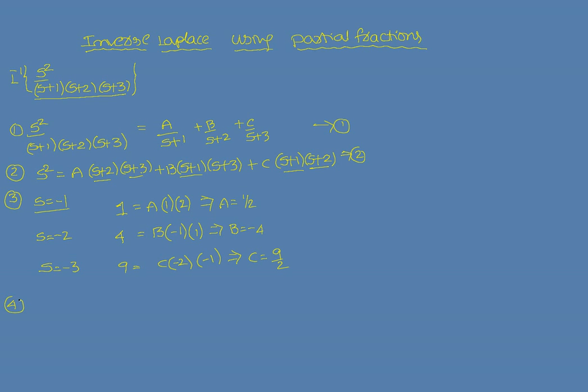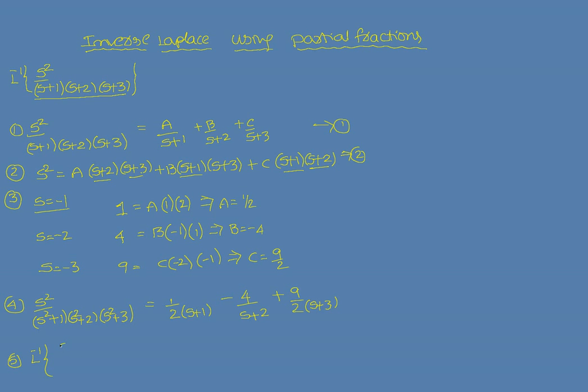Therefore, if you substitute all the values of a, b, c in equation 1, you will get s square by s plus 1 into s plus 2 into s plus 3 is equal to 1 by 2 into s plus 1, plus minus 4 by s plus 2, plus 9 by 2 into s plus 3. Therefore, you apply the inverse both sides.